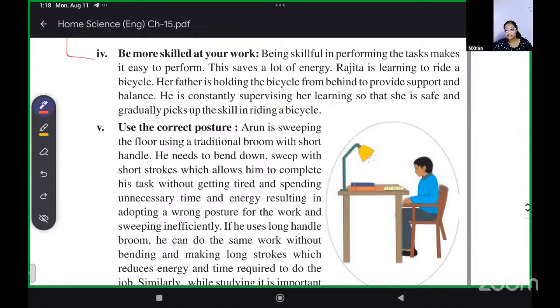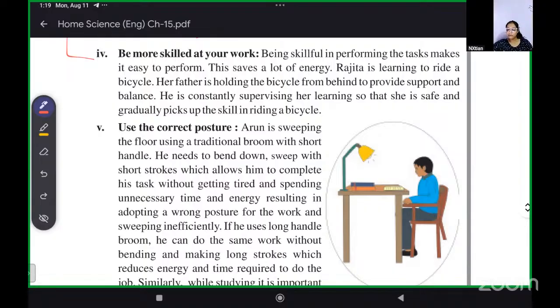Use the correct posture. Very important is we need a correct posture, sitting, standing, doing any work. If we do not have the correct posture, we will face ache, maybe a neck ache, or maybe a back ache. We will face it if we're not sitting in the right posture.